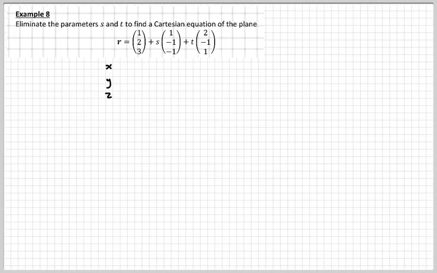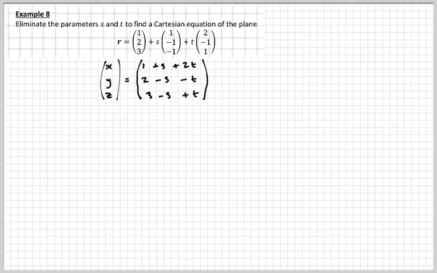Okay, moving on. Eliminate the parameters s and t to find a Cartesian equation of the plane. So we looked at Cartesian equations of lines, and Cartesian equations of planes are similar but slightly different. So let's call this x, y, z equals. The top row, 1 plus s plus 2t. The second row, 2 minus s minus t. And the third row, 3 minus s plus t. Okay. Let's call them equations 1, 2, and 3. And our goal is just to basically eliminate s and t.